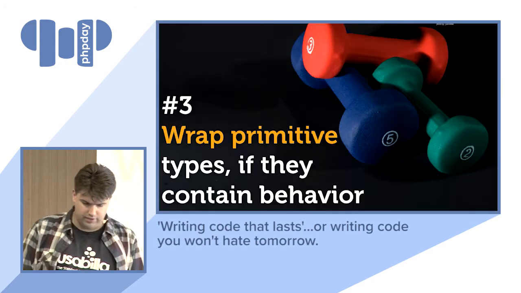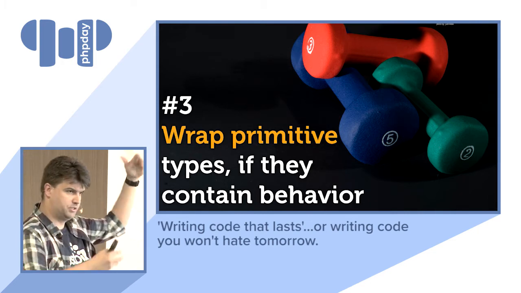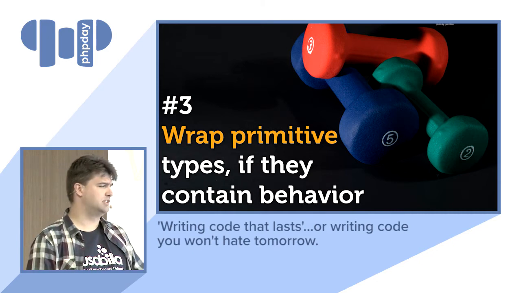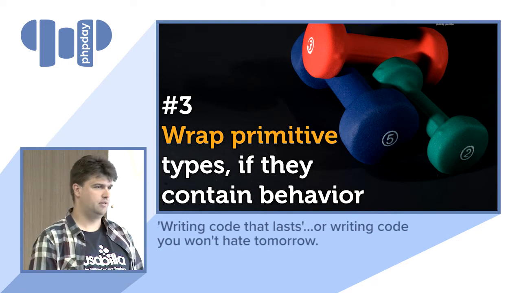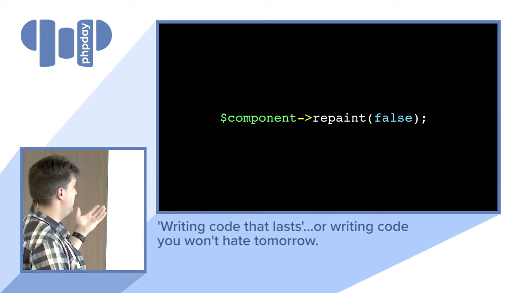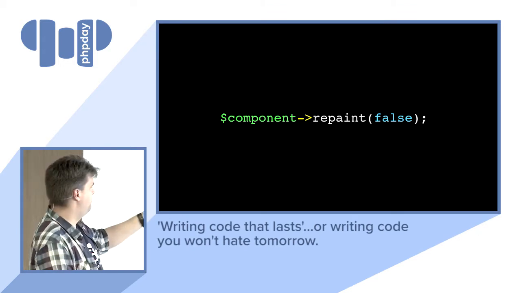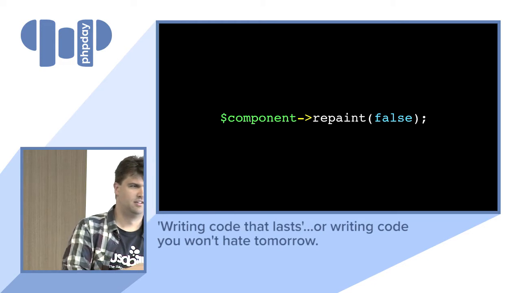Cool. Number three is wrap your primitives in objects. So wrap your primitives. Now this is like, for example, instead of having a string, you take that string and you wrap it in an object, right? Let me give you an example. Let's say we have this method here, repaint false. Repaint, but don't repaint, right?